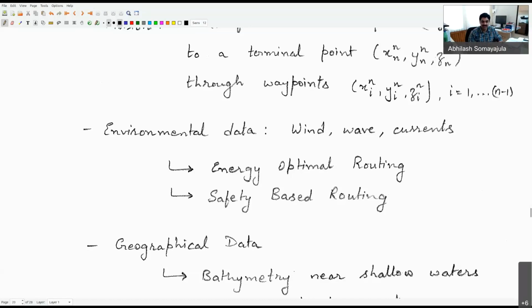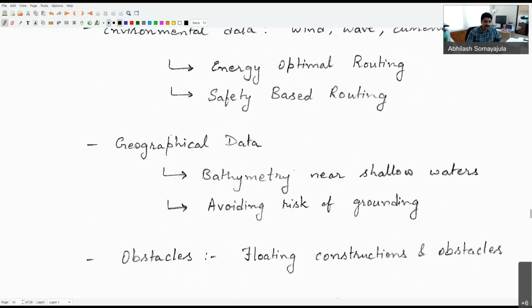So that is where you'll see that the points in your database get updated a little bit as obstacle avoidance or severe storm avoidance becomes the criteria. That might be one reason why you will see a change occur in your waypoint database. Similarly, geographical data will be important. Suppose I run the risk of running aground at some locations, then I would like to avoid those locations for sure, right? So that is one thing which may decide to change your waypoints in your waypoint database.